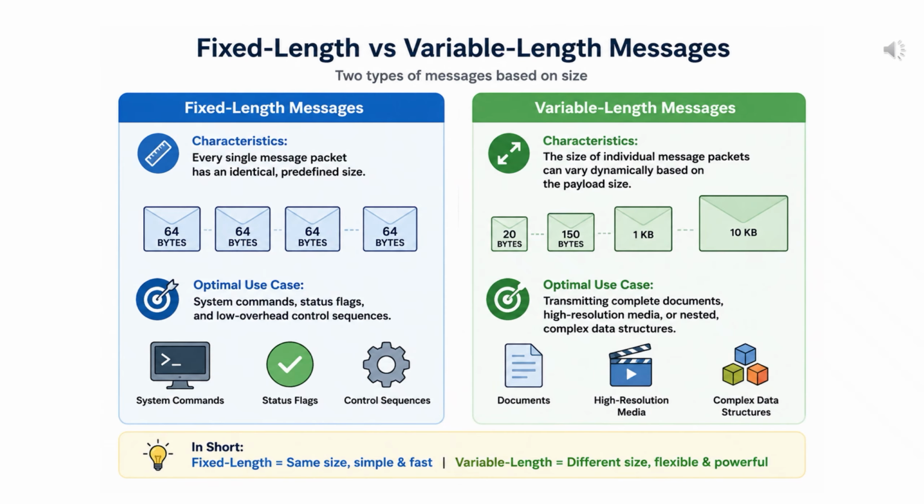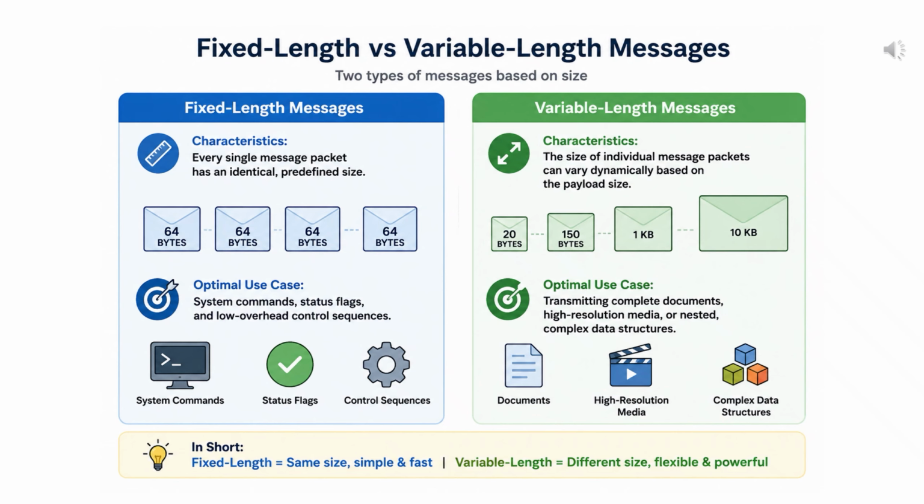Now, let's learn about the two types of messages used in message passing. The first type is fixed-length messages. As the name suggests, every message has the same predefined size. This makes memory management simple and communication very fast. Fixed-length messages are commonly used for small control commands, status updates, and operating system instructions.